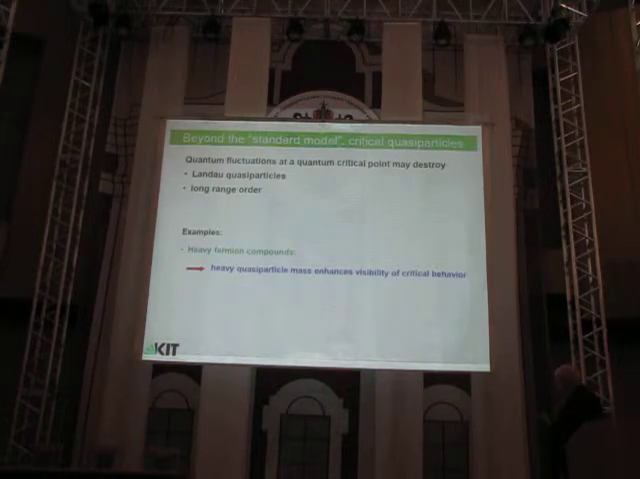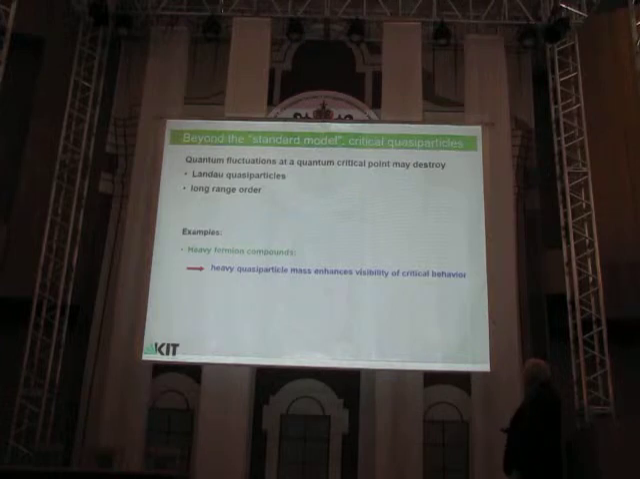Now we come to the main part of the talk, namely, this theory stops working when quantum fluctuations, for instance at a quantum critical point, destroy the Landau quasi-particles and destroy the long-range order, of course. And as I explained before, the heavy fermion compounds are very well suited for studying this effect because the electronic properties are enhanced and they are much more easily observable experimentally.